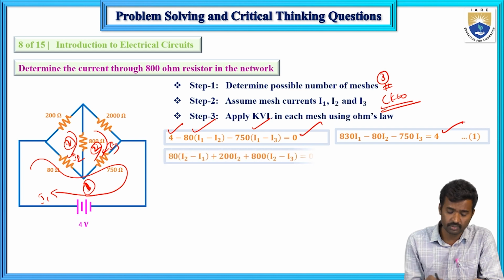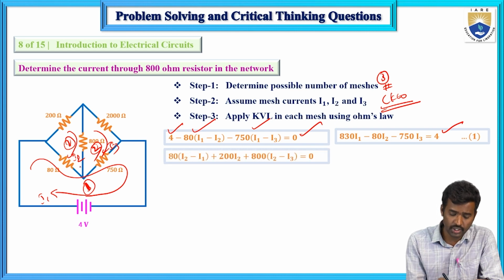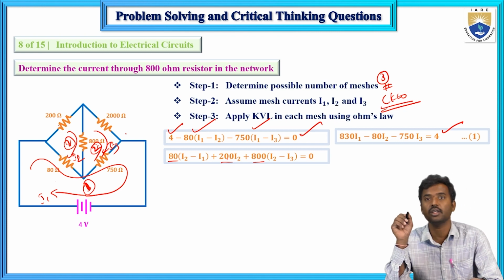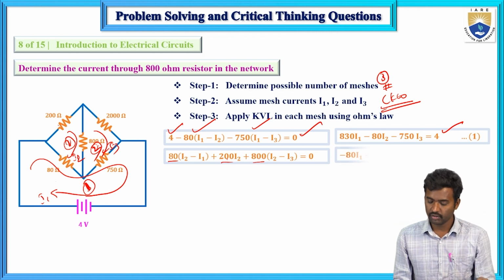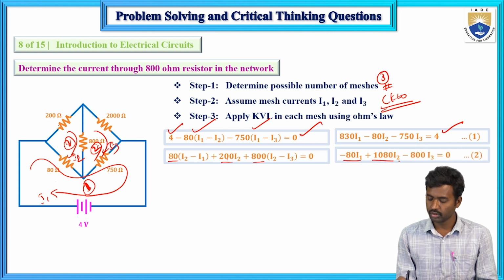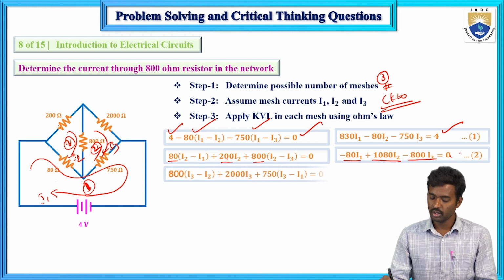Next, second equation. The associated elements are 80, 200 and 800. So 80 into I2 minus I1, and 200 into I2, and next 800 into I2 minus I3. The 800 is associated with I2 and I3. Now the simplified equation is minus 80 I1 plus 1080 I2 minus 800 I3 equals 0. That is equation number 2.